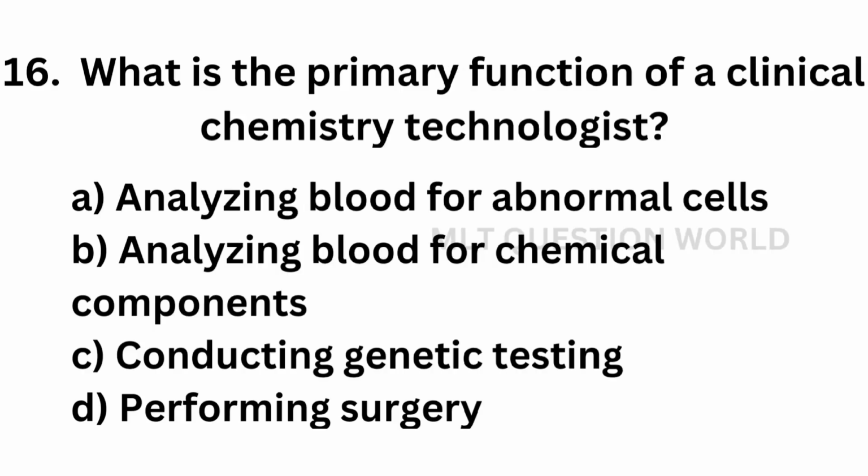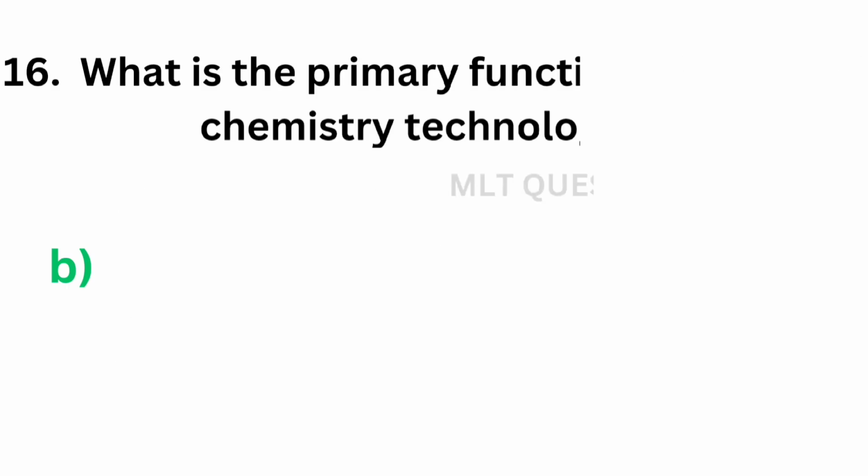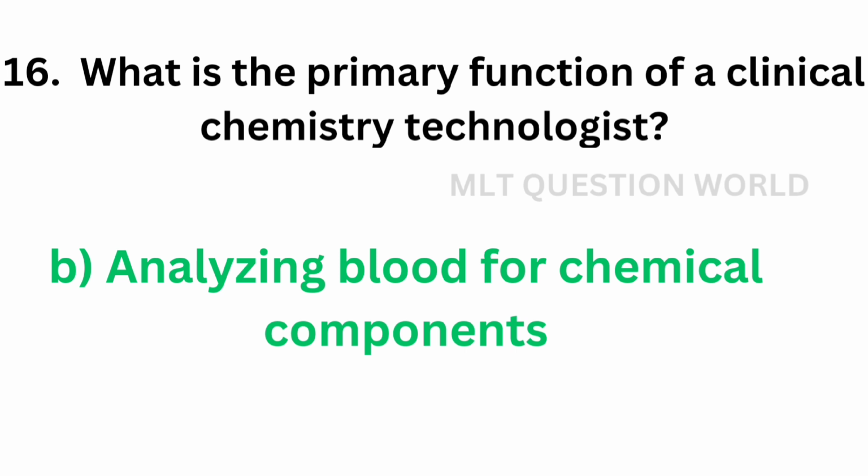Question number 16. What is the primary function of a clinical chemistry technologist? Option A, analyzing blood for abnormal cells. Option B, analyzing blood for chemical components. Option C, conducting genetic testing. Option D, performing surgery. The correct answer is option B, analyzing blood for chemical components. The primary function of a clinical chemistry technologist is analyzing blood for chemical components.